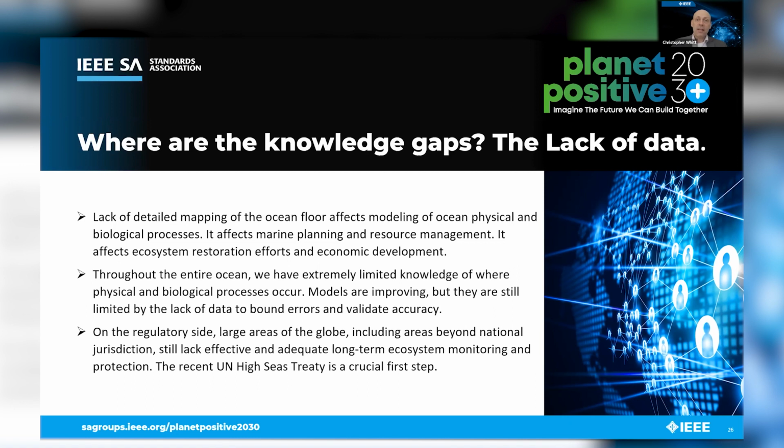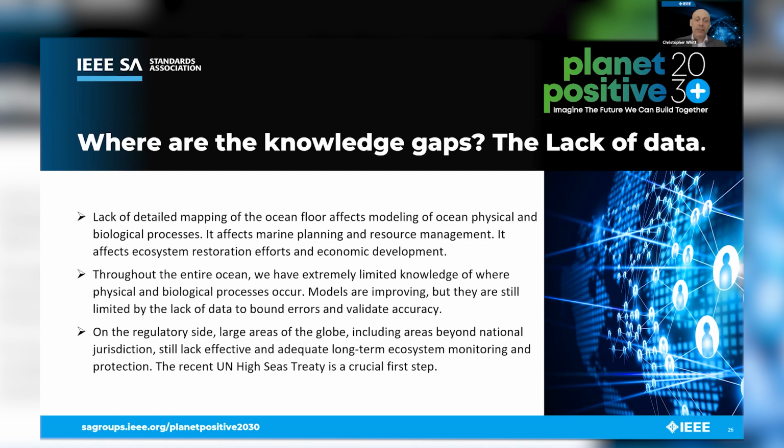Probably equally as important on the regulatory and policy side, there are a lot of challenges because of the connectedness of the ocean, yet the disparate regulatory regimes and boundaries, and then large areas of international waters with low or no regulation. We have a large challenge ahead in effective and adequate monitoring and protection of all of the ocean ecosystem.